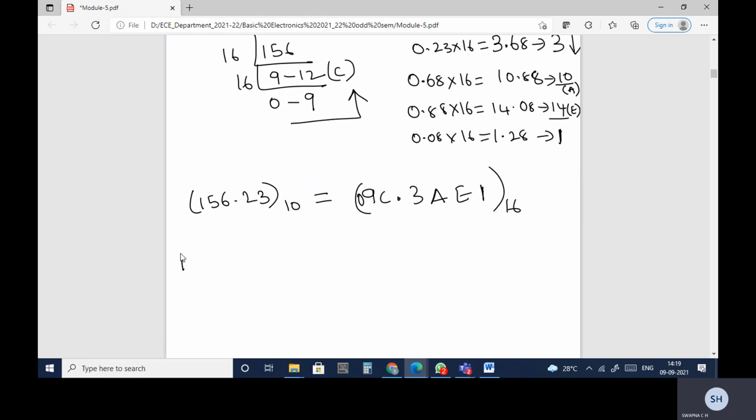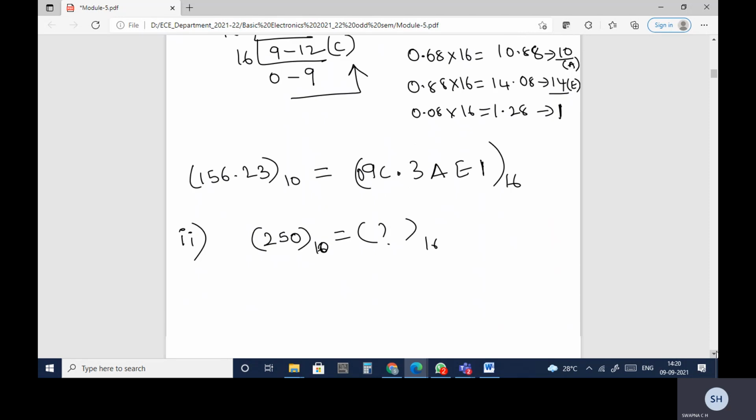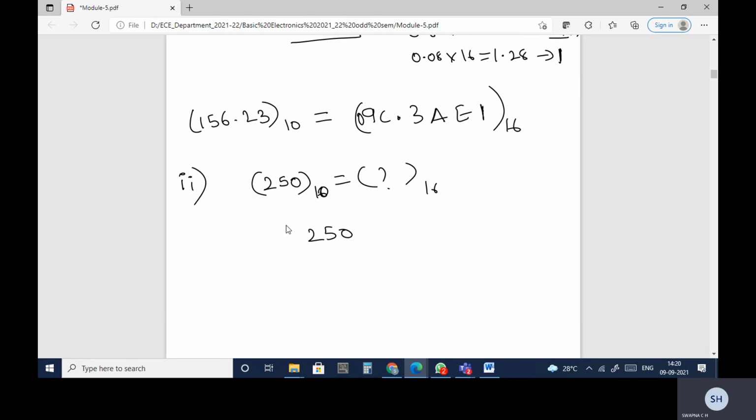Okay, so we'll see one more example related to this. 250 base 10, that you need to convert to base 16. So since I have only the integer part, I have to divide it by 16. So 16 ones are 16, in the sense 9 will be left out, 90. So 16 5s are 80. So I'll be left out with 10. I'll write that 10 here.